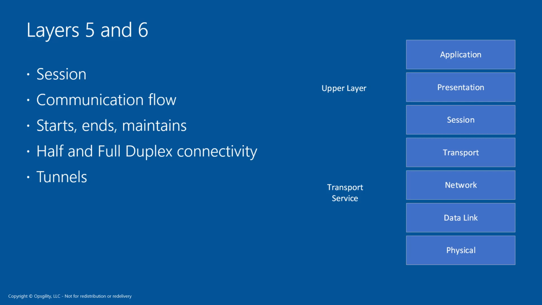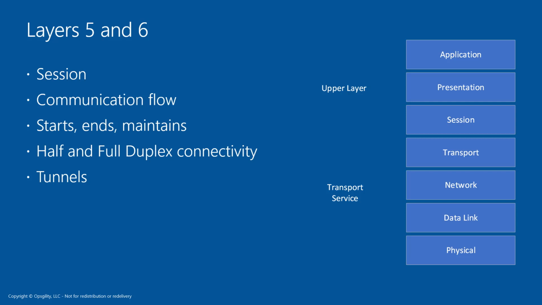So for half and full duplex, basically that means half duplexing is going to send data one direction at a time. So if I need to communicate back and forth with computer 1 and computer 2, I can only do it one way at a time. I can send data from 1 to 2 and send data back from 2 to 1, but not at the same time. However, with full duplexing, it works differently. I can send and receive data at the same time, and that's because of the session layer.